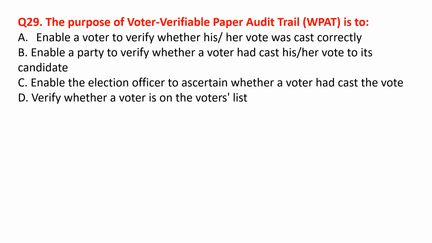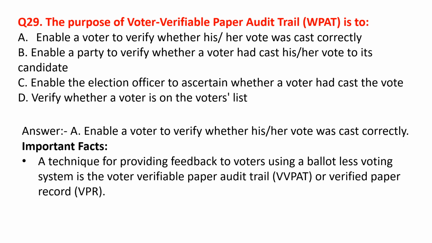The purpose of the voter-verifiable paper audit trail is to enable a voter to verify whether his or her vote was cast correctly. Option A. A technique for providing feedback to voters using a ballotless voting system is the voter verifiable paper audit trail, or verified paper record.